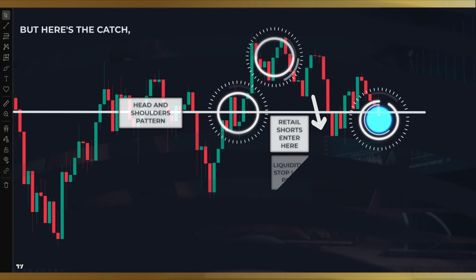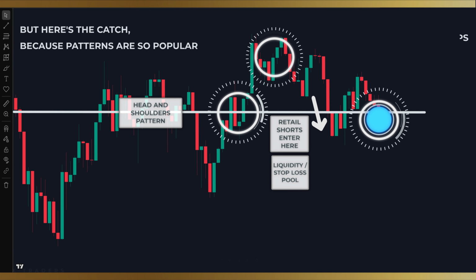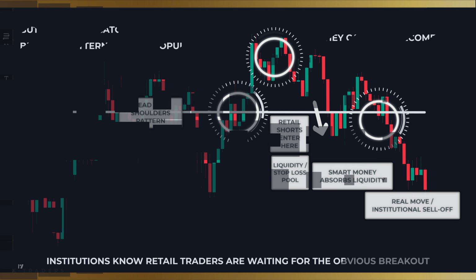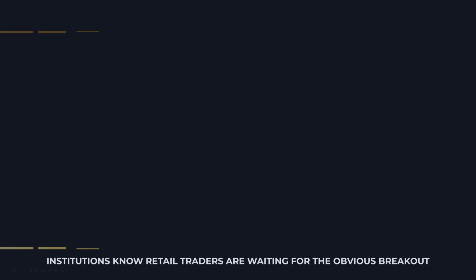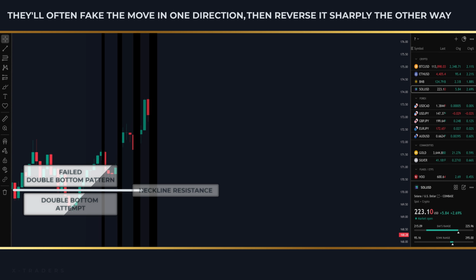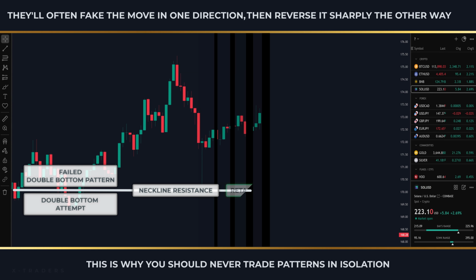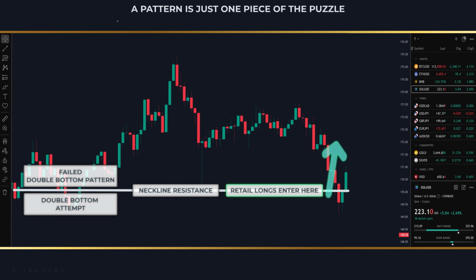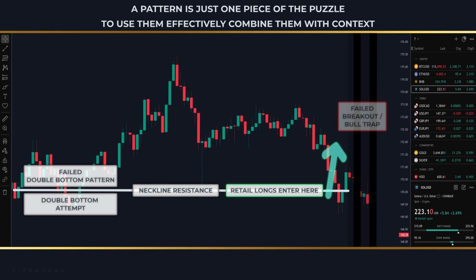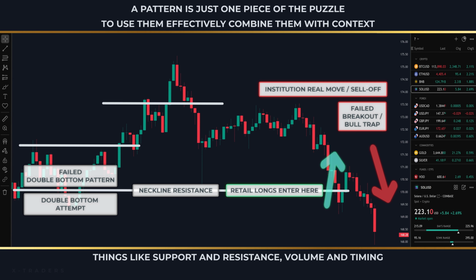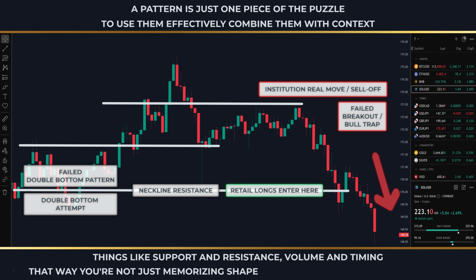But here's the catch. Because patterns are so popular, they can also become traps. Institutions know retail traders are waiting for the obvious breakout. They'll often fake the move in one direction, then reverse it sharply the other way. This is why you should never trade patterns in isolation. A pattern is just one piece of the puzzle. To use them effectively, combine them with context. Things like support and resistance, volume and timing. That way, you're not just memorizing shapes, you're trading with a full picture.